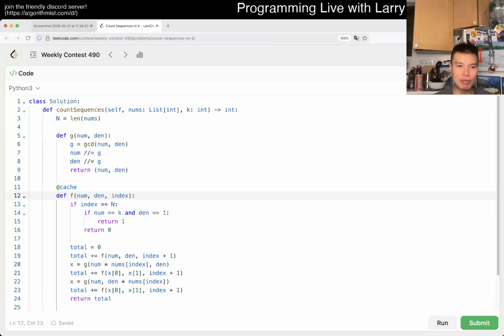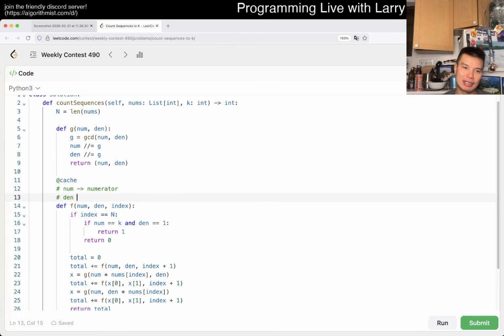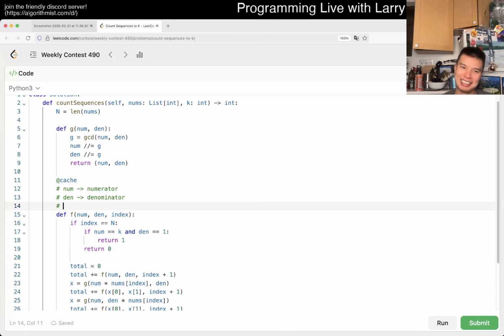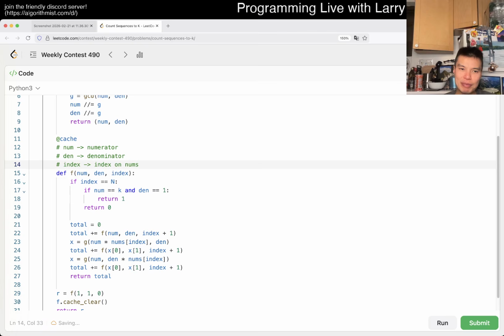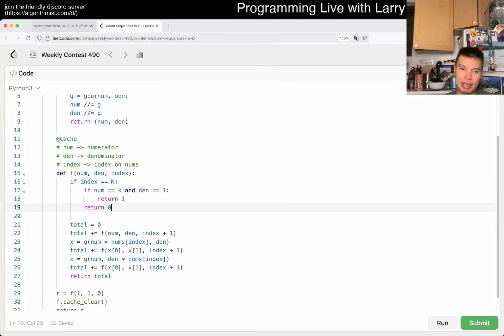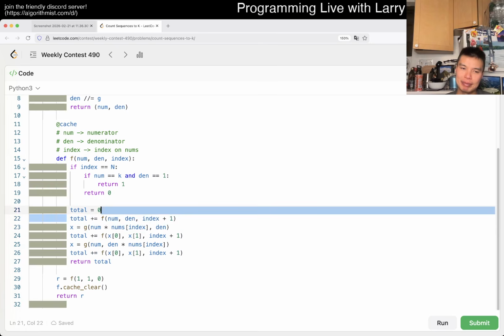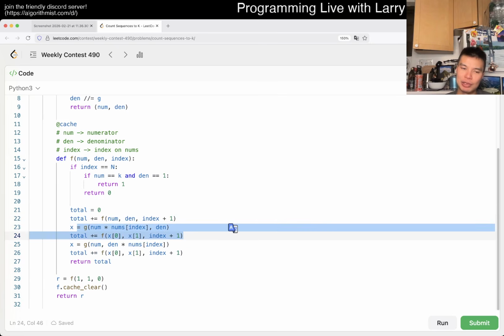So for each one, I have the fraction of numerator, then the denominator, and index is just the index on nums, right? And that's it. If we're done, we count them up, and this is a very straightforward dynamic programming, honestly. If you're done and k is over 1, then return 1, otherwise we return 0. And then you just do the 3 possibilities. You keep this the same, you multiply, and you subtract.